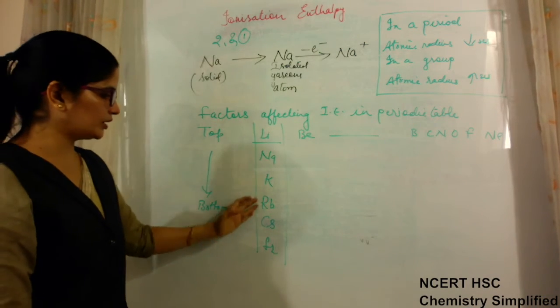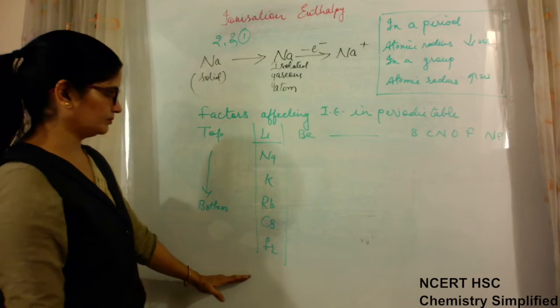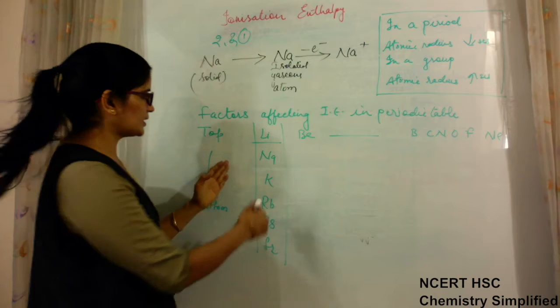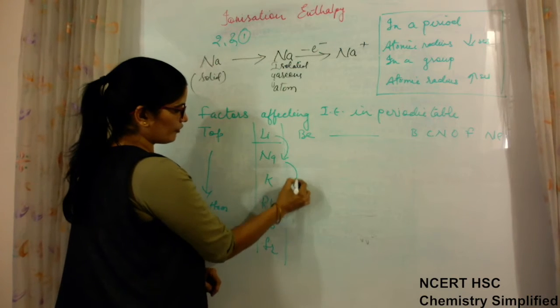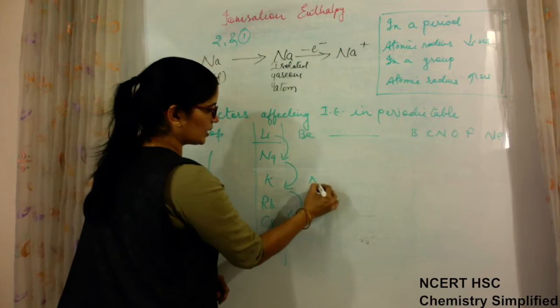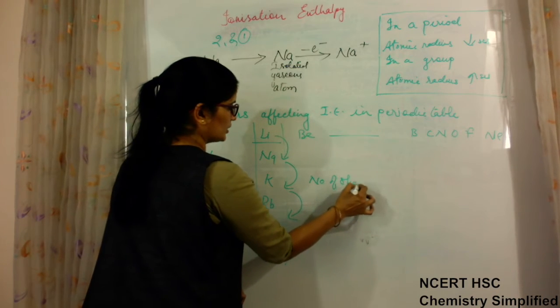When we go in a group from top to bottom, what do we observe about the atomic radius? From lithium to sodium, sodium to potassium, potassium to rubidium, what is happening? The number of shells is increasing.